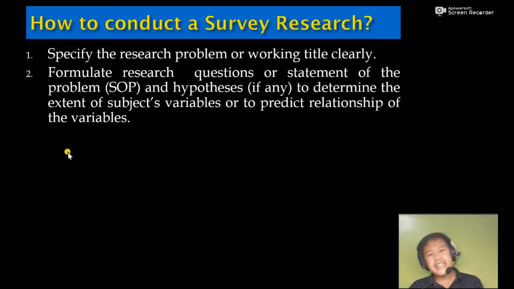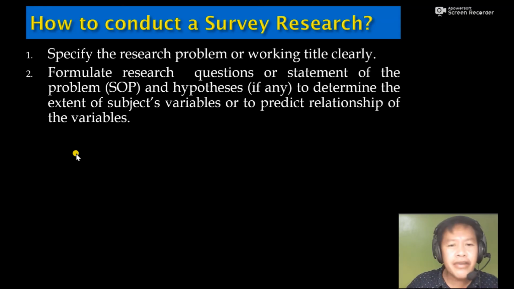That is the second step. You are going to formulate your research questions or statement of the problem, and if there are hypotheses, you are going to have your hypothesis. Take note, a hypothesis is only constructed if our research is predicting the relationship of the two variables. If there is no independent variable, we cannot predict.